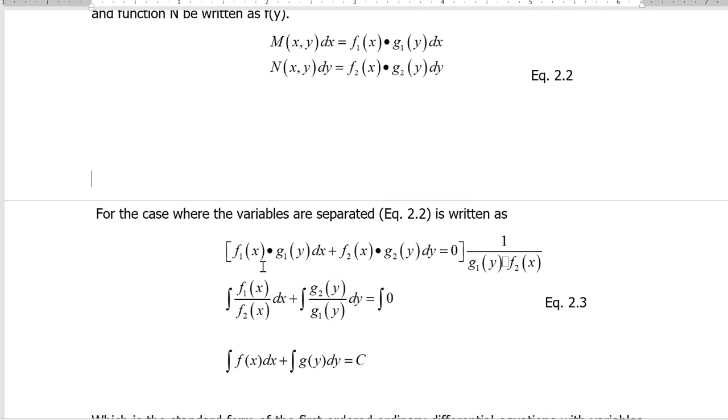Now, the equation will be f1 of x over f2 of x dx, because g1(y) cancels out. Then g2(y) over g1(y) dy. f2(x) cancels out in the second term, is equal to 0. And now, we will integrate this.